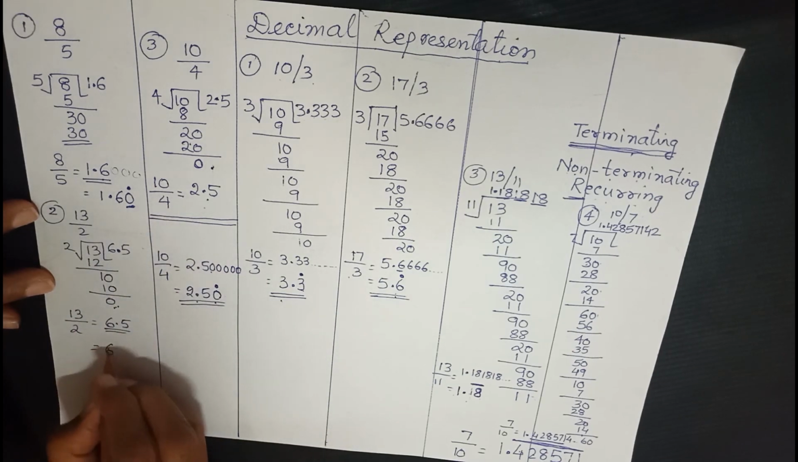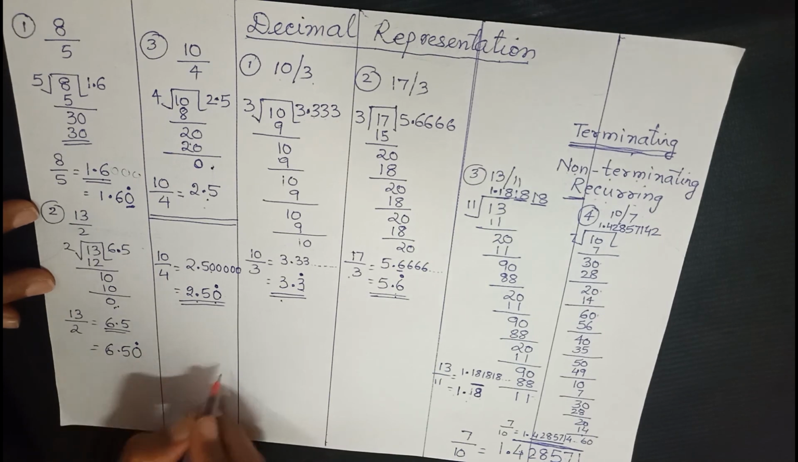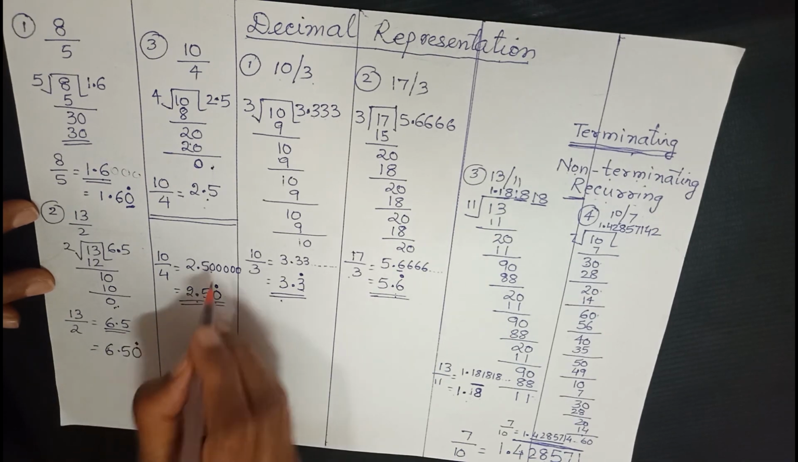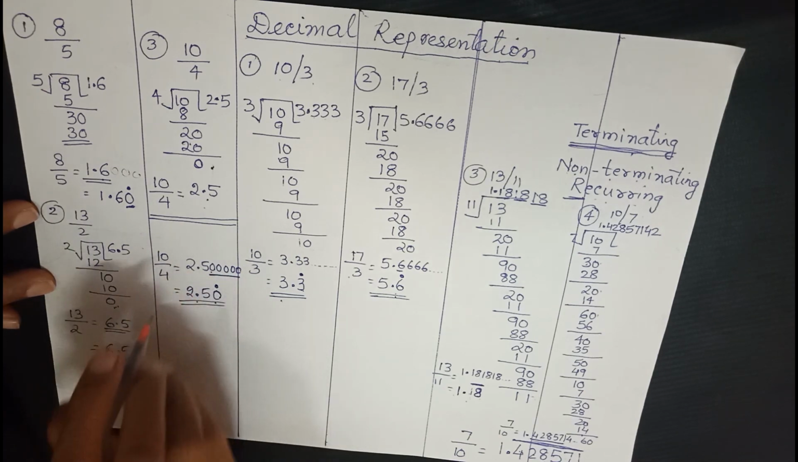Similarly, this can be written as 6.50 with a dot over the 0. That is saying 0 is repeating again and again. And always remember, by adding zeros at the end, the value of the number doesn't change.